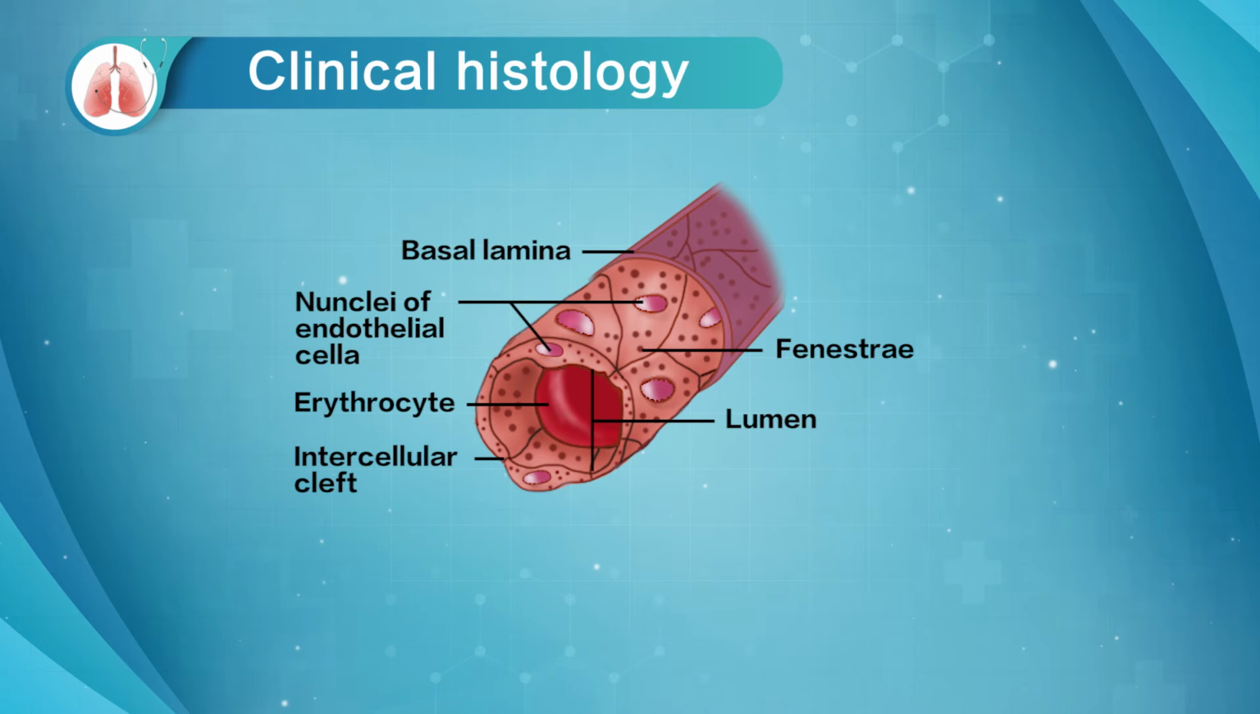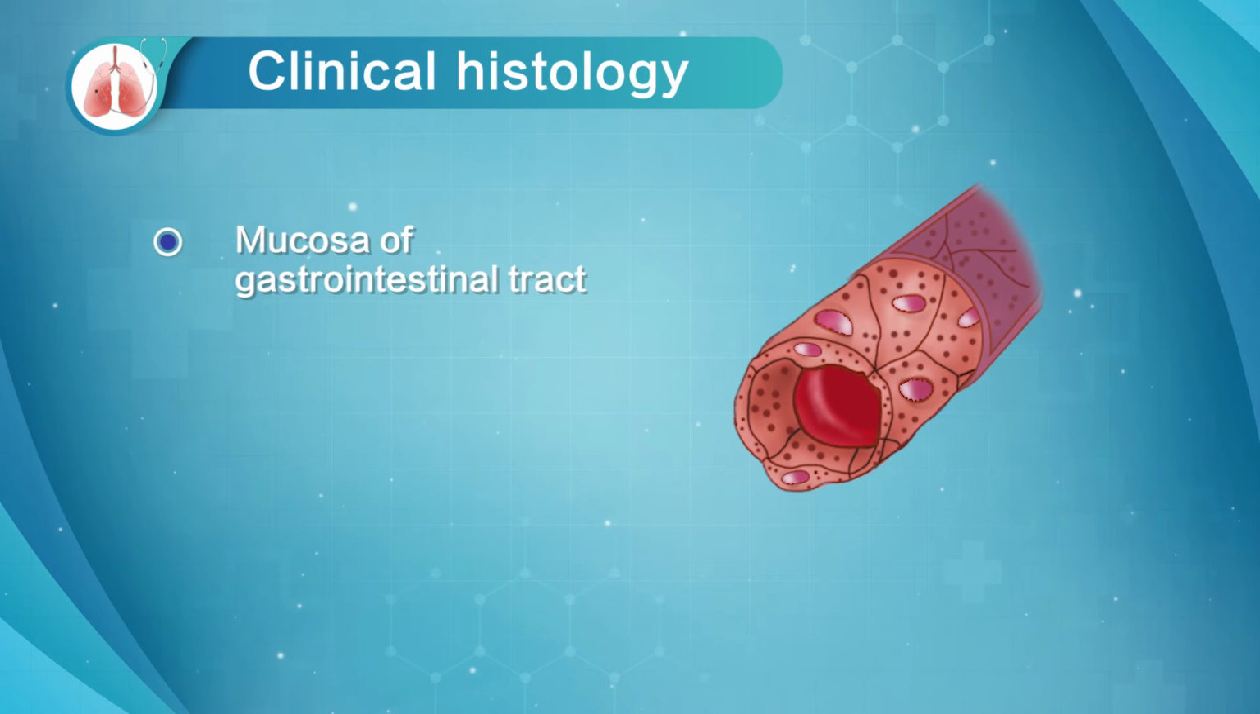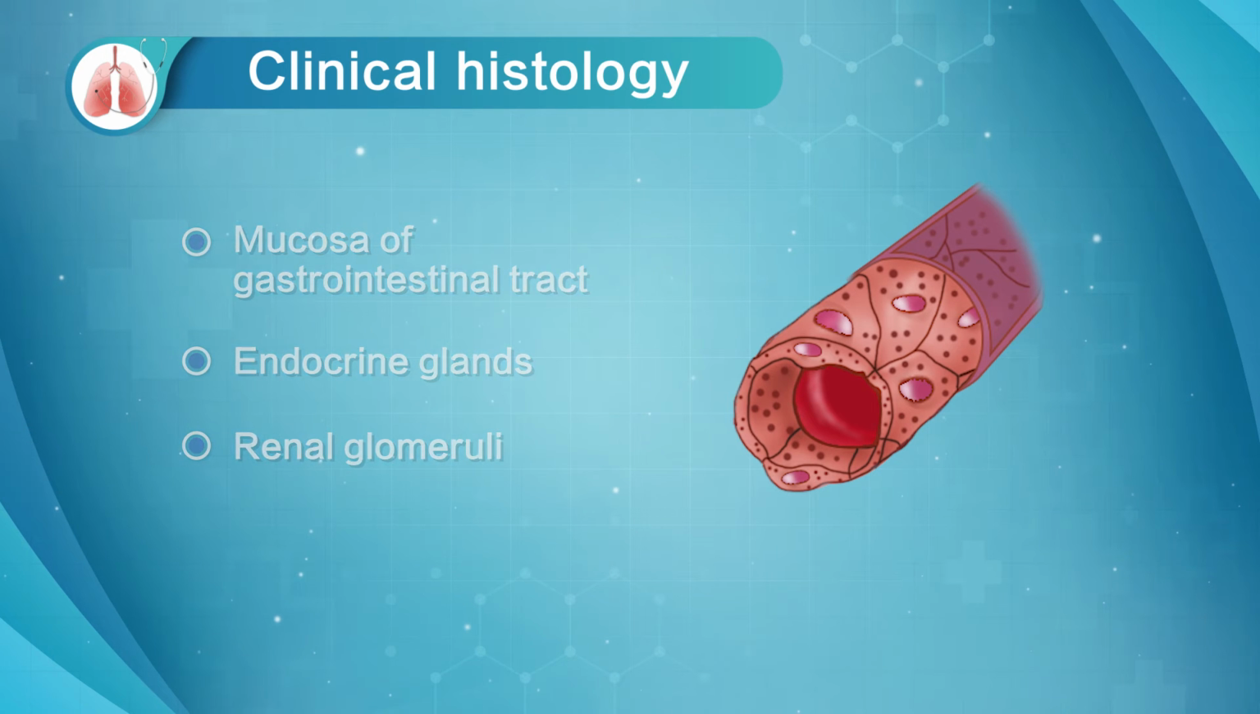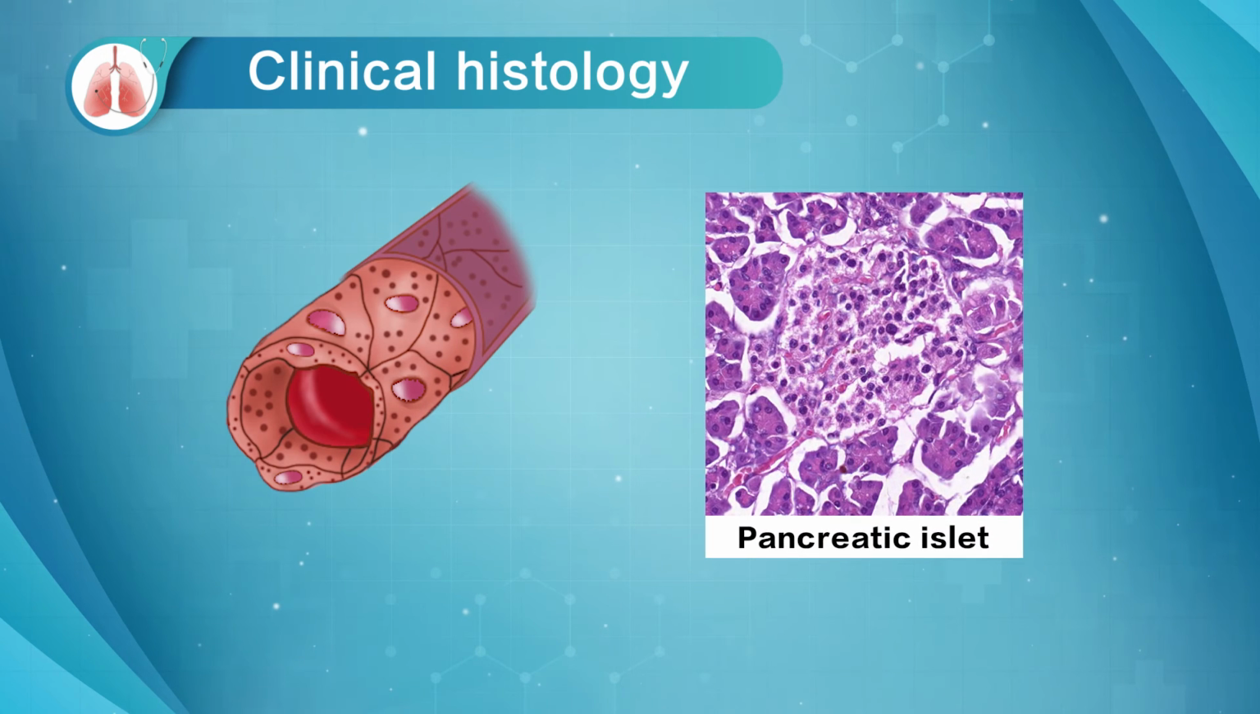Fenestrated capillaries are found in organs with rapid exchange of substances between tissues and the blood, such as the mucosa of the gastrointestinal tract, endocrine glands, and the renal glomeruli. The picture on the right shows a pancreatic islet. Two capillaries in cross-section are indicated by yellow arrows, and one capillary in longitudinal section is indicated by a green arrow.